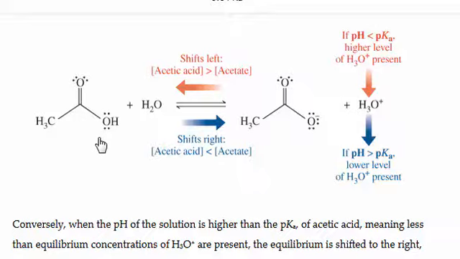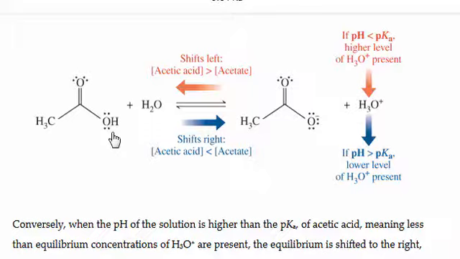At a pH lower than the pKa, there will be more hydronium. Remember, a low pH means higher amount of hydronium. So as we increase the amount of hydronium, the equilibrium will shift to the left and more of the acid will form. So at a pH less than the pKa, the acid is the form that predominates.